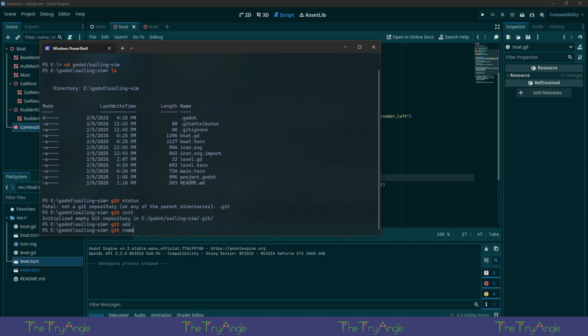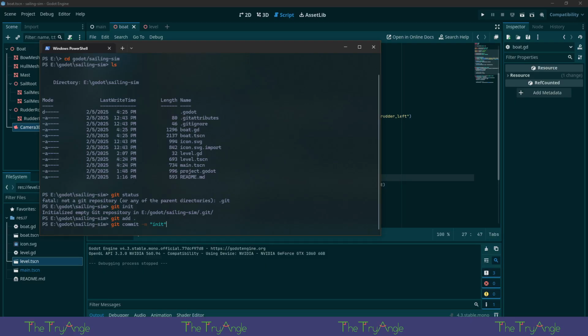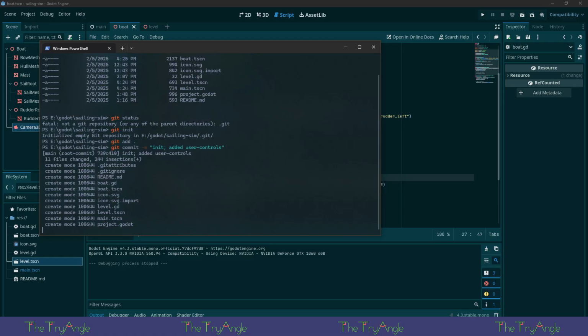Let's just say init, and I'll just say, what do I call it? User inputs. Added. Let's see. User controls. Yeah.